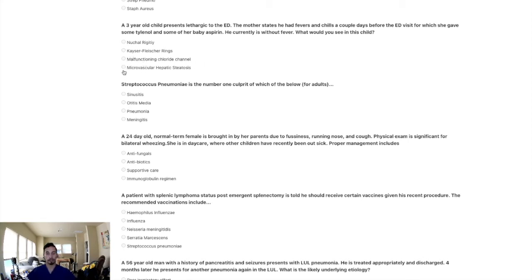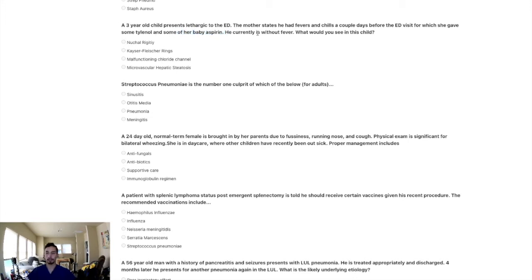And then the final answer choice, microvascular hepatic steatosis. What is the one condition where this is pathognomonic? And that would be Reye syndrome. And what is Reye syndrome? It's kind of an unclear diagnosis, but it's one that often accompanies a kiddo that had signs such as viral symptoms, so fevers and chills like this kiddo had, and then was given aspirin, which this kiddo did receive, and therefore it can cause some lethargy.